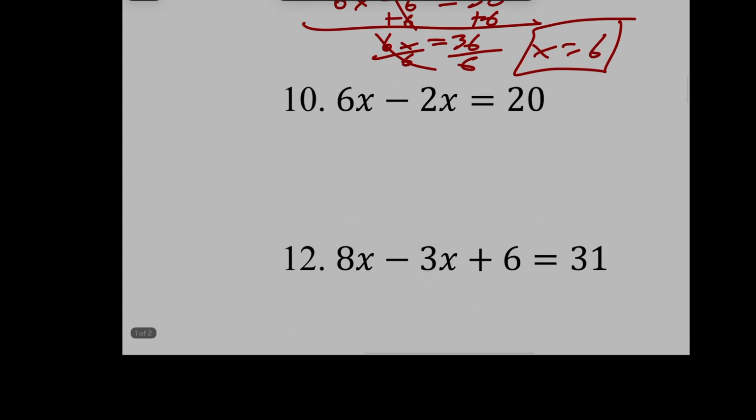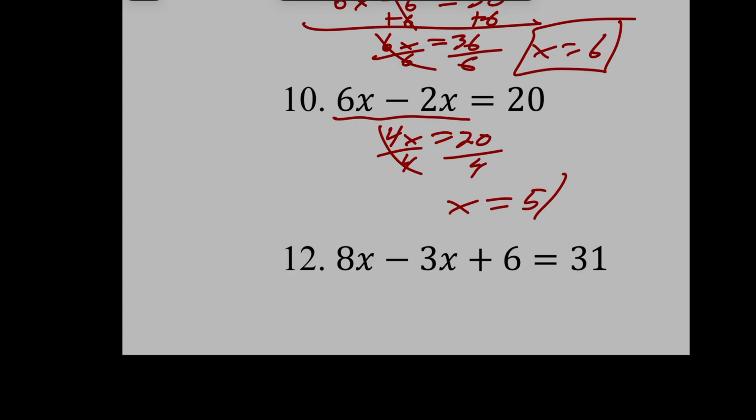All right, let's go on to number 10. First thing I see is like terms. 4x equals 20. I'm going to divide each side by 4. And that gives me a nice, pretty x equals 5.